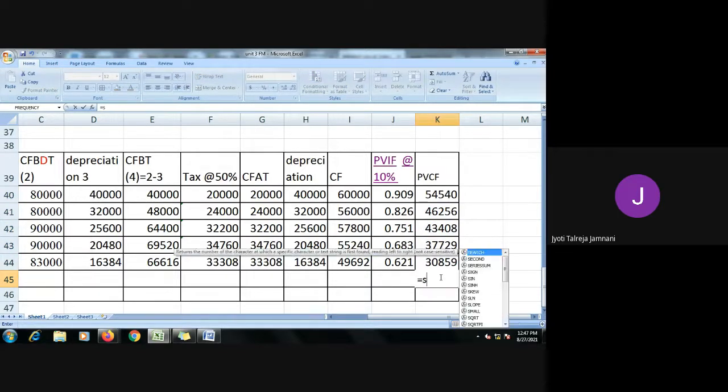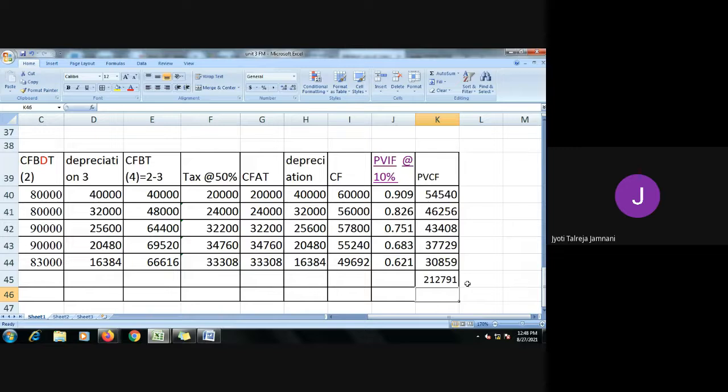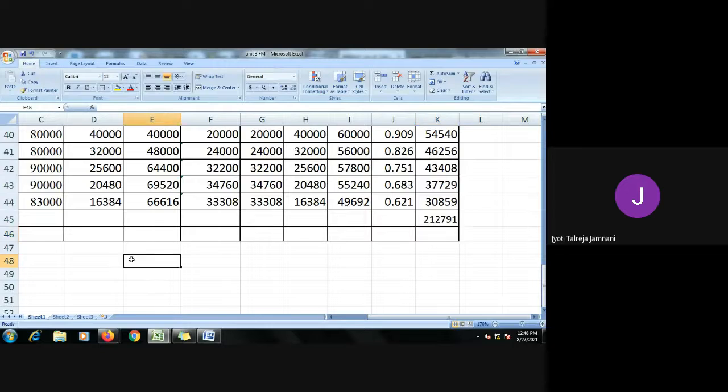So now we'll add all these present values of cash flows to get the total present value of cash flows, which is 2,12,791. So we can find NPV now. I'm finding NPV at 10% rate, which is equal to 2,12,791, the present value of cash flows, minus the initial investment of 2 lakh rupees given in the problem. So you will get an NPV of 12,791. This is the first NPV.